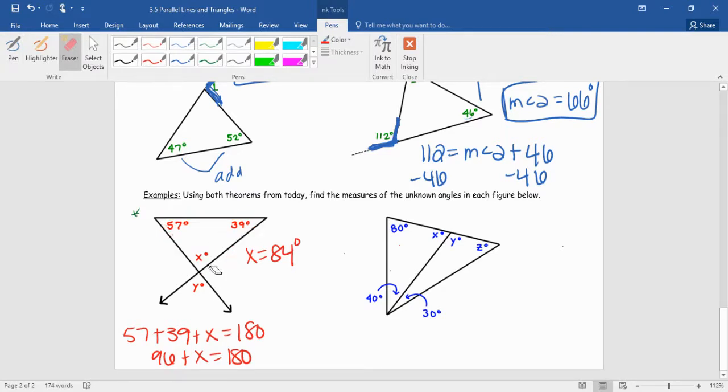So x is 84 degrees in this picture. And also, y is also 84 degrees. Not because of that exterior angle thing, but because we have a little X-looking picture right here, and angles that are across from each other in an X-looking picture, those are vertical angles, and they're equal. So you can never forget that fact about vertical angles. It will always be true, and it will always be a thing. So in this one, x and y are both 84 degrees.